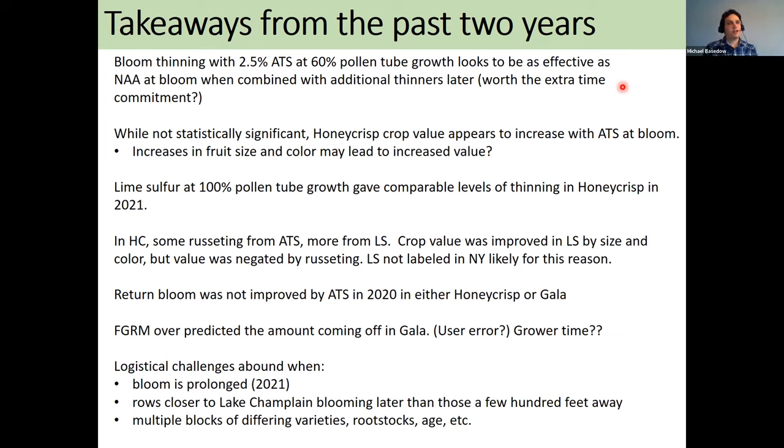And then when it comes to taking the pollen tube growth model and really scaling it up for commercial use here in the Champlain Valley, we did find that there are just logistical challenges. In a year where you have a prolonged bloom like we did in 2021, trees were opening up very slowly. So when exactly do you start the model was a difficult question for us. In addition, one of the blocks we were working was very close to the lake. So trees that were closer to the lake getting that cooler air were opening up much more slowly than trees just a few hundred feet away. So being able to account for that is a big management question that we want to keep working with to address. And then certainly on farms with multiple blocks of different varieties and rootstocks and different ages, again, those flowers are opening up at different times. So certainly more work to be done to figure out how to best scale this up to a commercial operation.